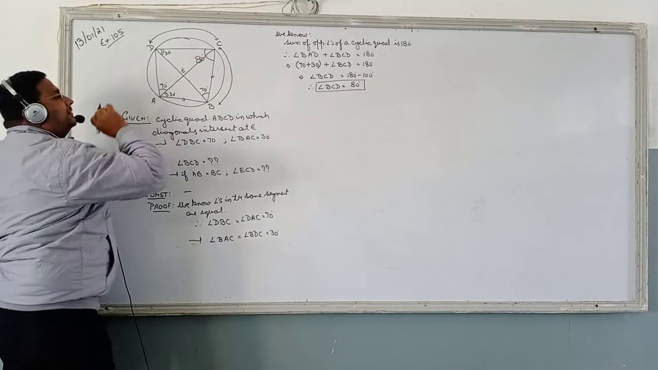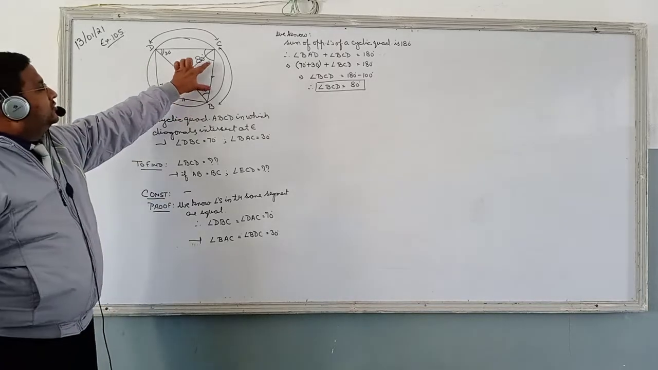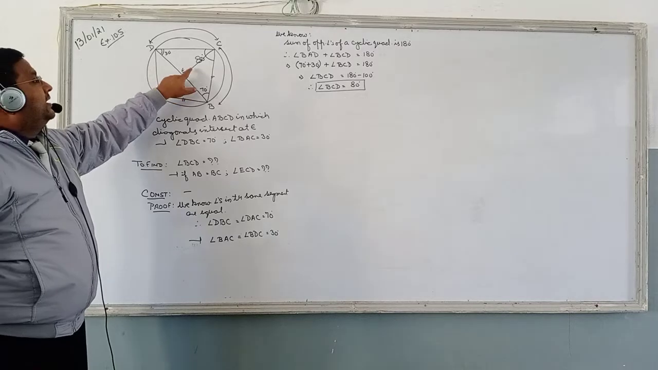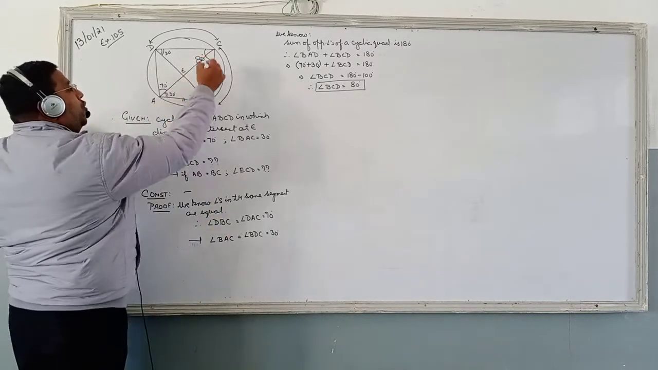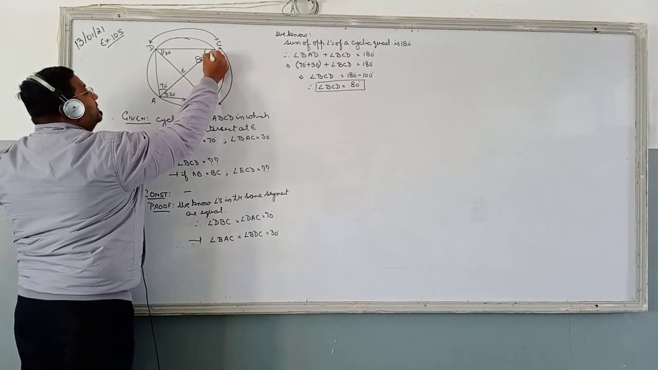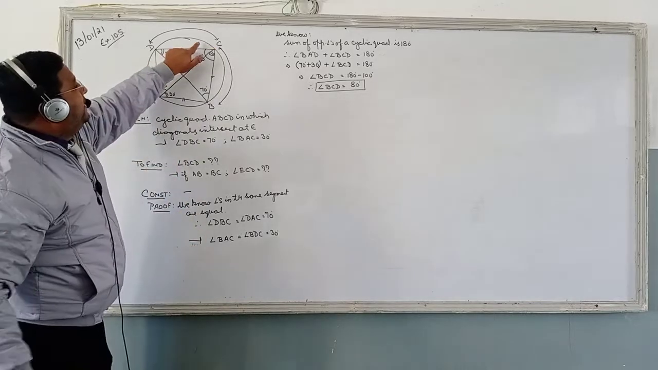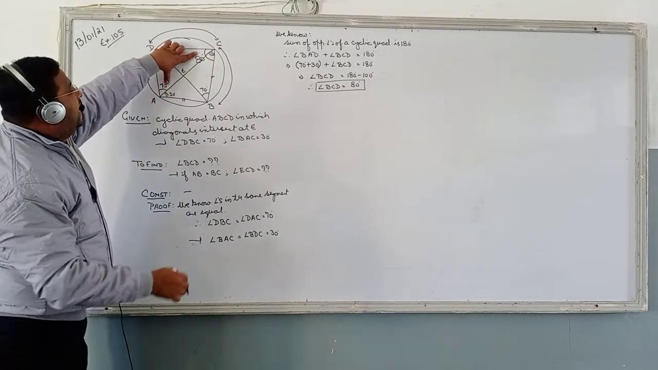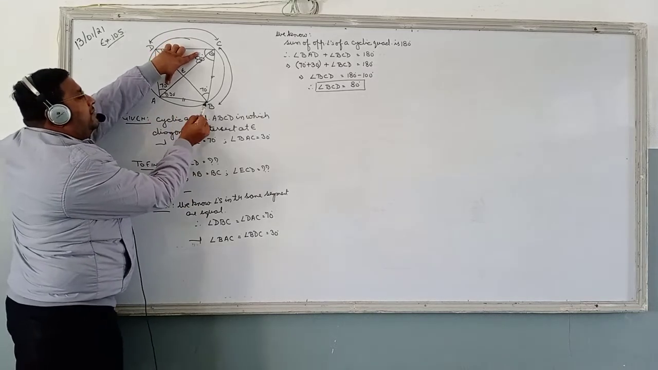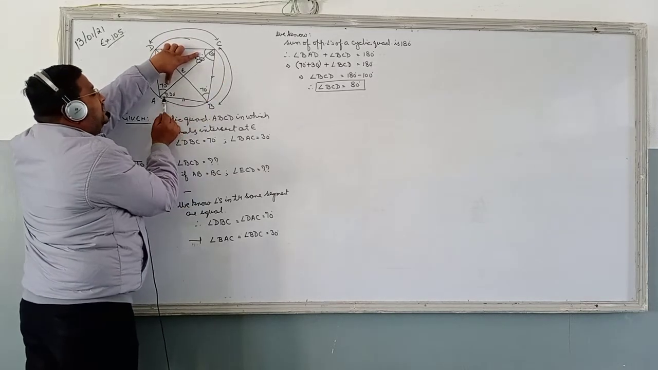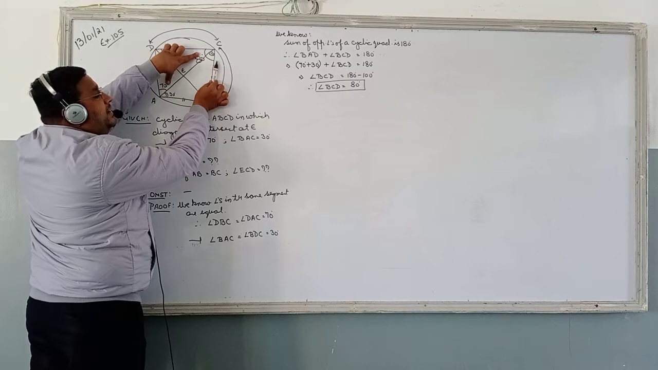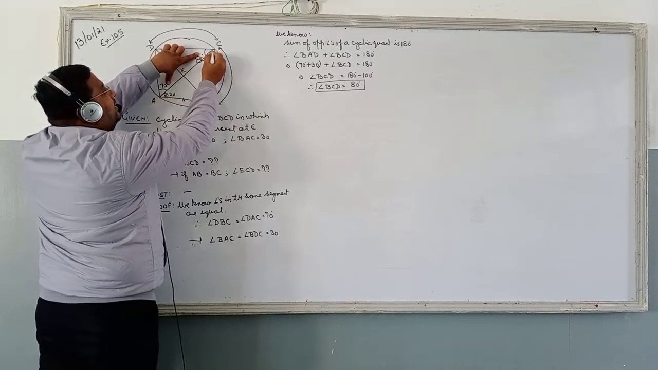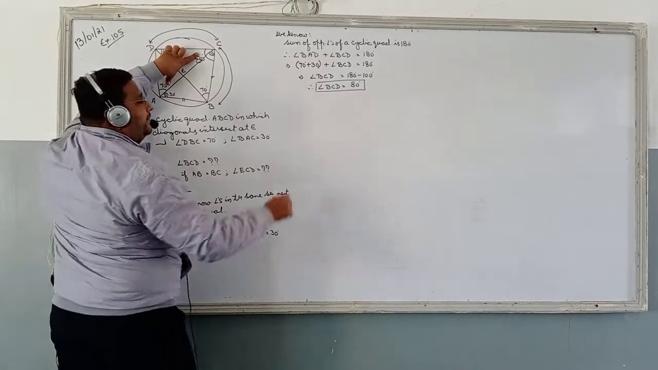Then he says if AD is equal to BC, find angle ECD. ECD, only this part. The complete angle was 80. I want only this part. Observe this triangle. Which triangle? ABC. Is it an isosceles triangle? AB is equal to BC, so therefore opposite angles are equal. This is 30, so this is also 30.